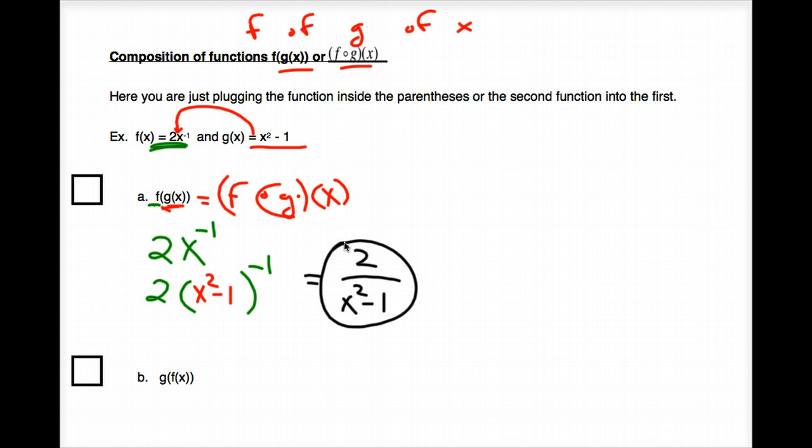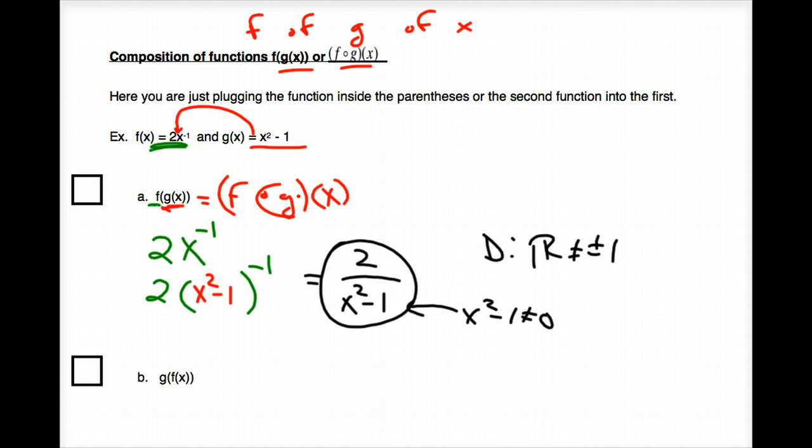If we want to talk domain on this one, I don't think I asked for it, but domain, we did one of this just like this earlier. Domain, again, would be all reals not equal to plus or minus 1 because the denominator can't equal 0. If you solve that, you get plus or minus 1.